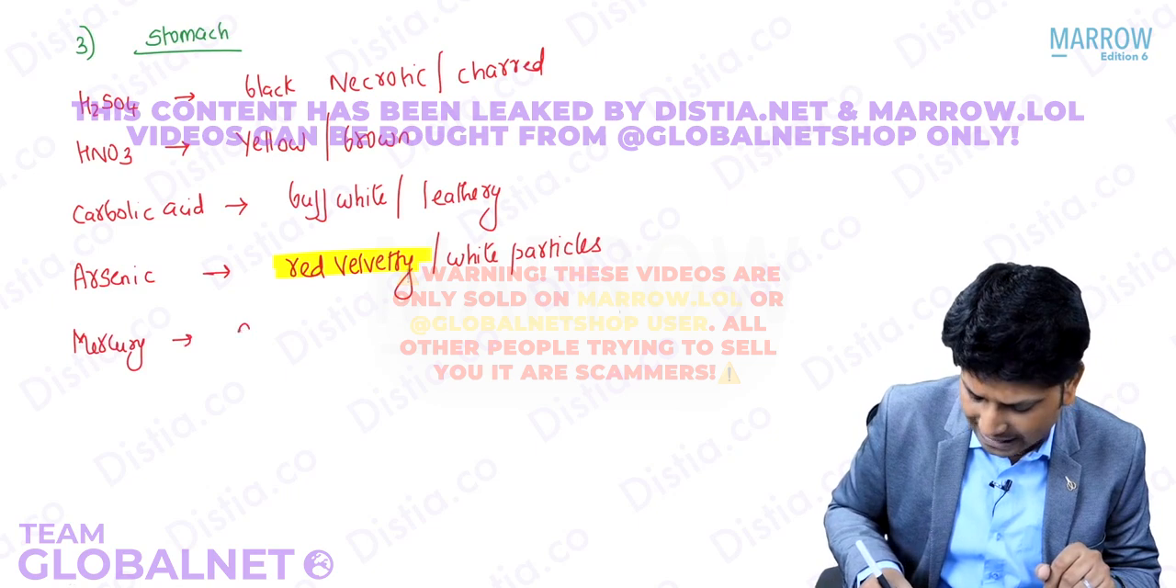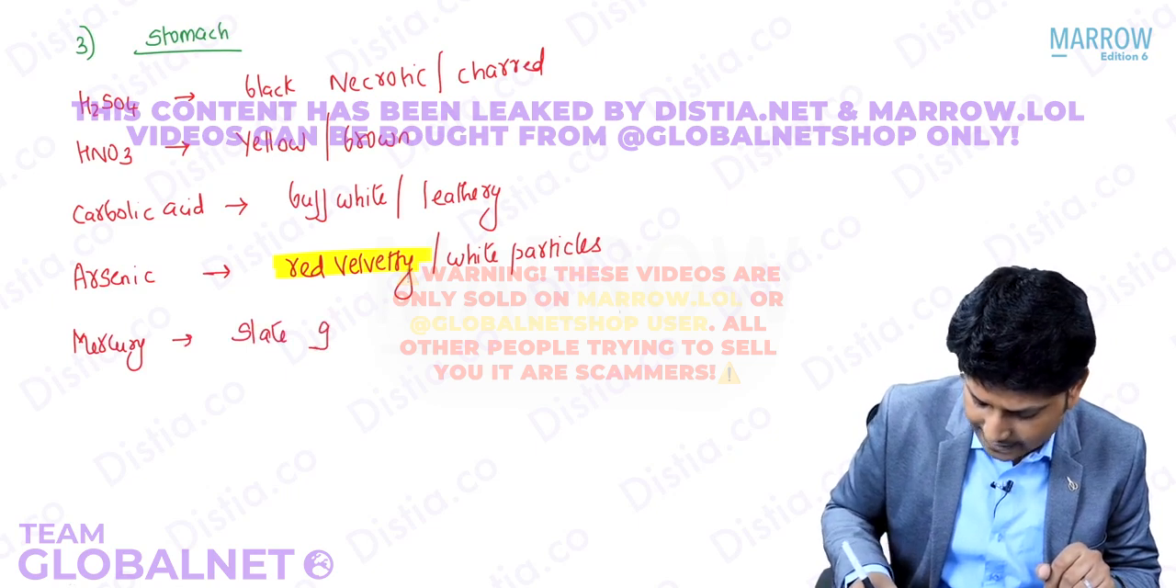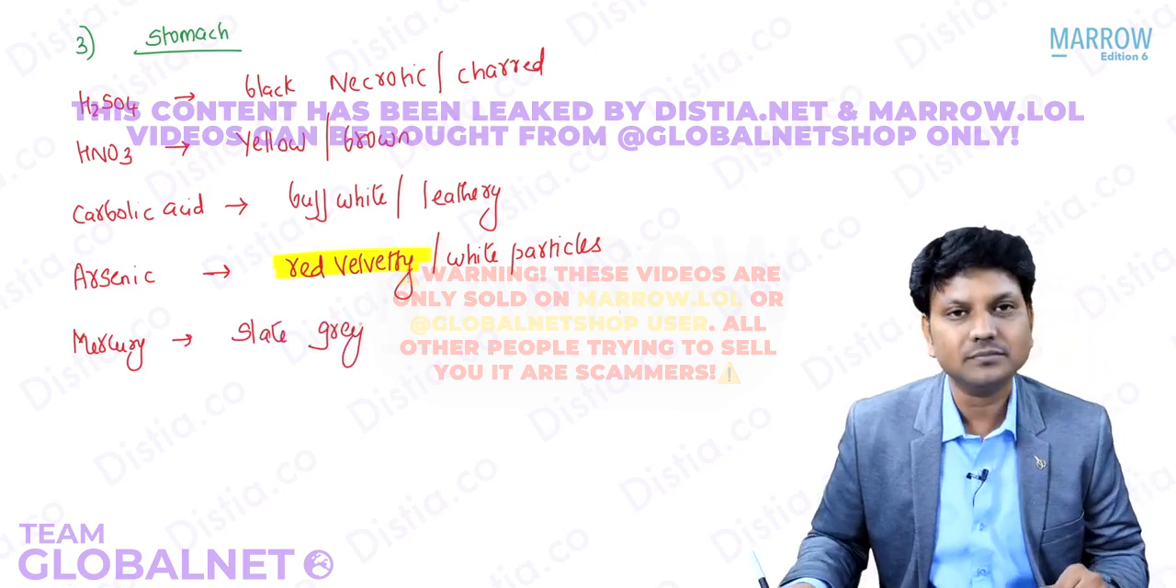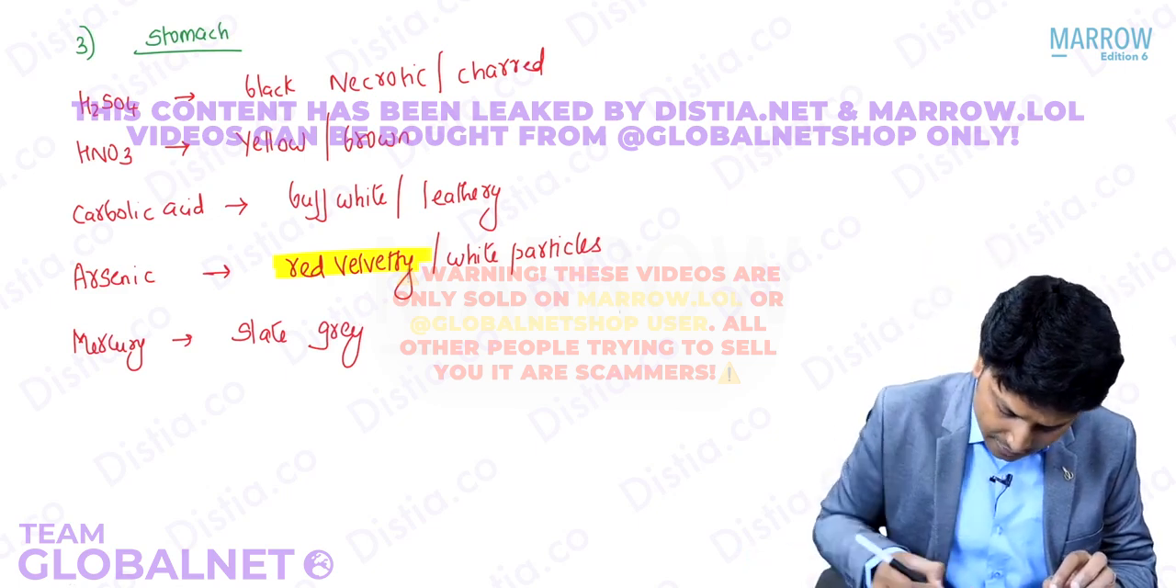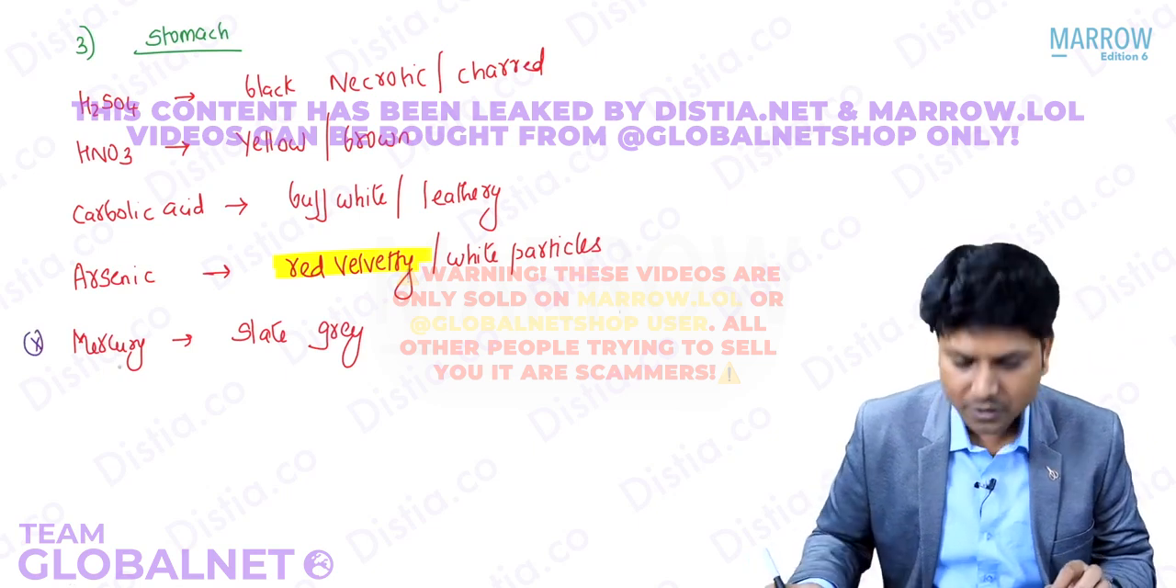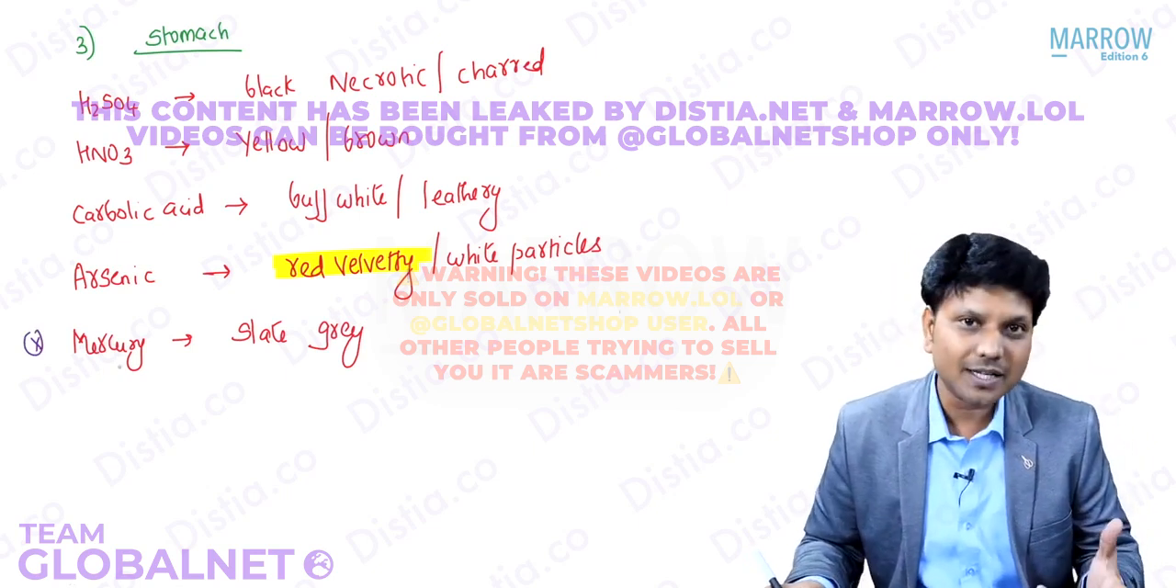Mercury is something where you get slate gray mucosa. Slate gray mucosa, very important. So far it has not been asked in the exam. This is very important for your exam. Mercury, slate gray mucosa. It will be asked in your exam.